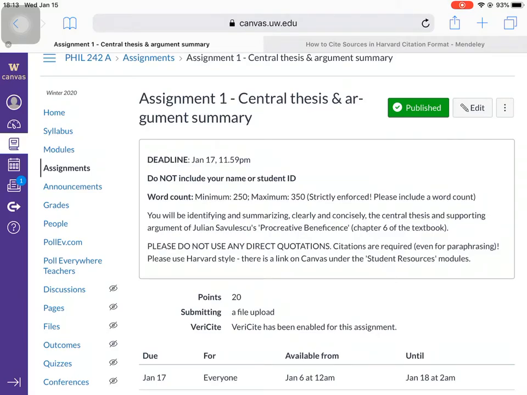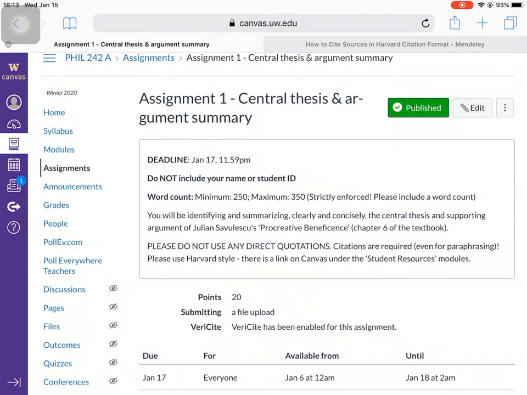So what exactly are we asking you to do? Well, we're asking you to identify and summarize clearly and concisely the central thesis and supporting argument of Savulescu's "Procreative Beneficence" in chapter 6 of your textbook. And we want you to try to do this in your own words. You're going to be citing and referencing this piece, but we want you to try to explain it in a way that makes sense for, say, your roommate or for somebody in your family who's never read the piece before.